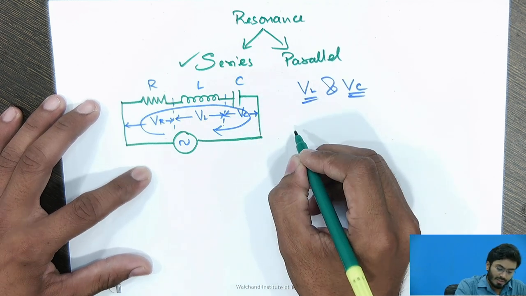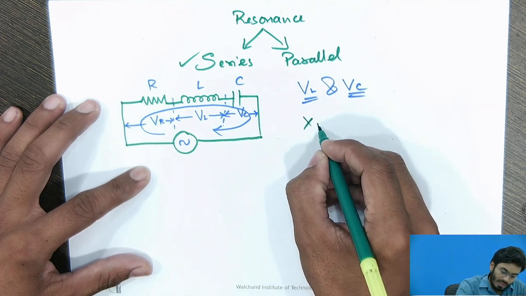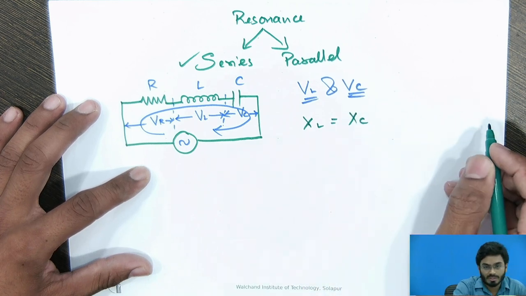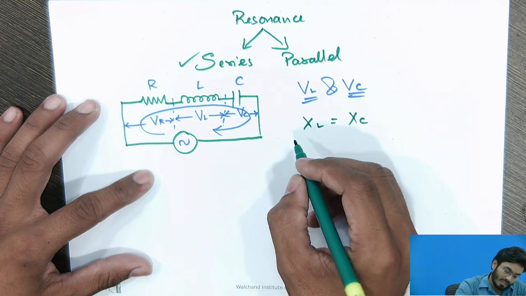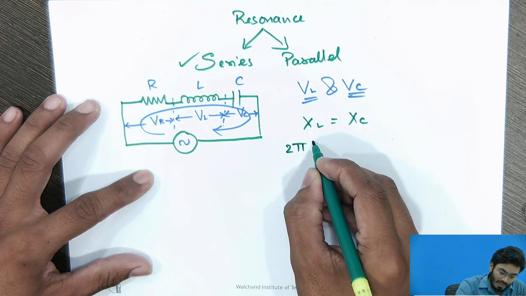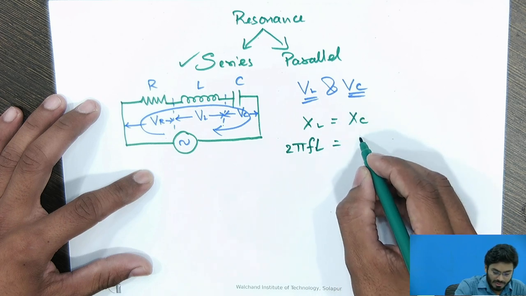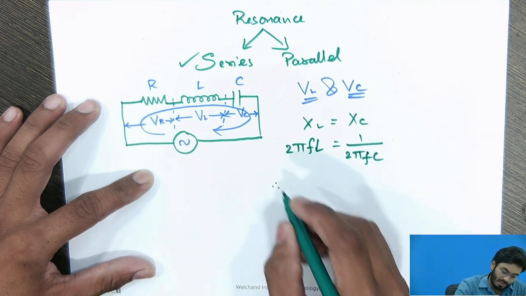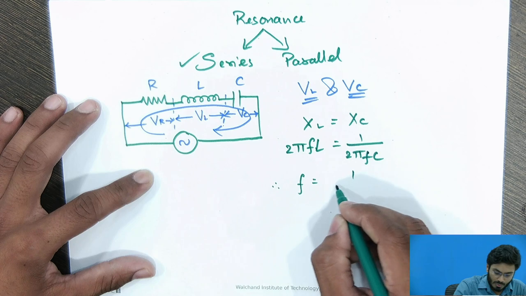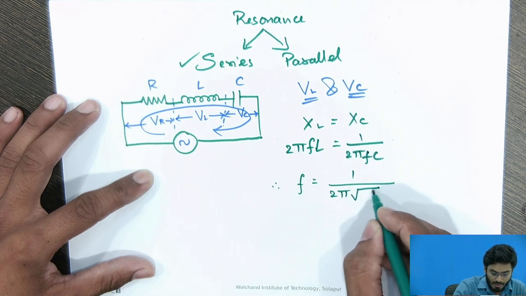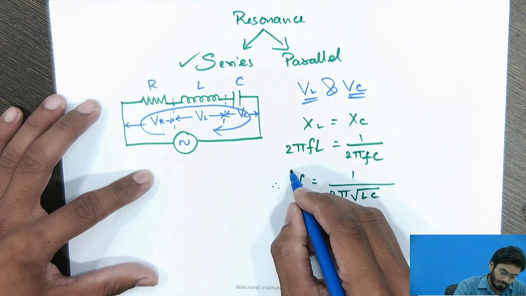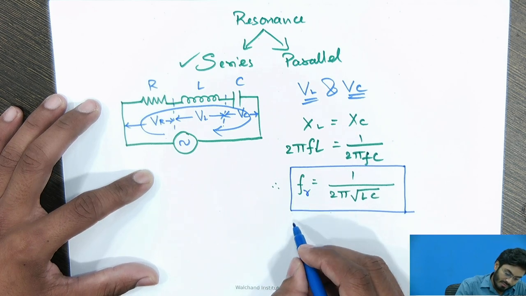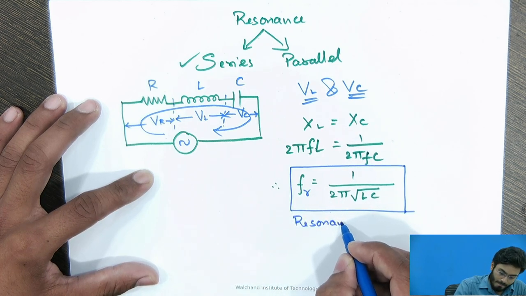Now, a circuit is said to be resonant whenever XL, I mean the reactance offered by an inductor, is equal to the reactance offered by a capacitor. And as we have seen in our previous video, XL is given by 2 pi FL, and XC is given by 1 upon 2 pi FC. So after simplifying, what we get is F equals 1 by 2 pi under root LC. So this is nothing but FR. So what is FR? FR is nothing but resonant frequency.